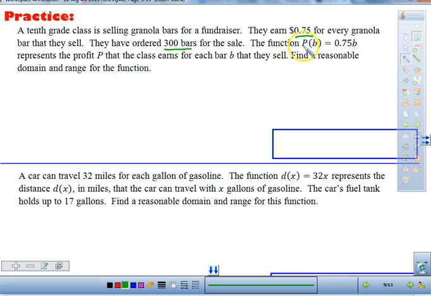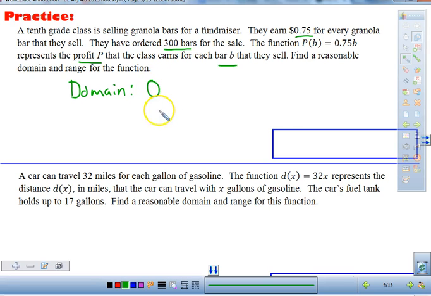So P is probably for profit, and B for bars, so using that instead of Y and X or F and X. It says find a reasonable domain and range. So I want you to think, if we are thinking about our domain, what's the least number of granola bars we could have?